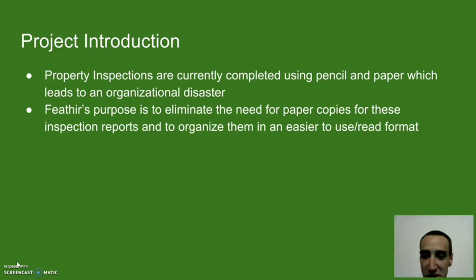Currently, property inspections are done using pen and paper. The inspector typically travels to the property and fills out some kind of packet detailing the condition of that property and any work that needs to be done. The vendors to repair the property would then need to be contacted manually, and Feather's purpose is to automate this process.